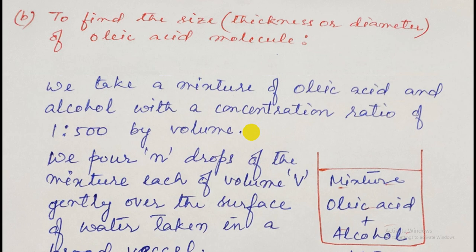We first take oleic acid and mix it with alcohol such that the concentration ratio is 1:500 by volume. That is, if we take oleic acid of 1 centimeter cube volume, then alcohol will be of 500 centimeter cube. Or we can say if we take 2 centimeter cube of oleic acid, then the volume of alcohol will be 1000 centimeter cube. So it is in the ratio of 1:500. So we take the mixture of oleic acid and alcohol in the ratio 1:500.